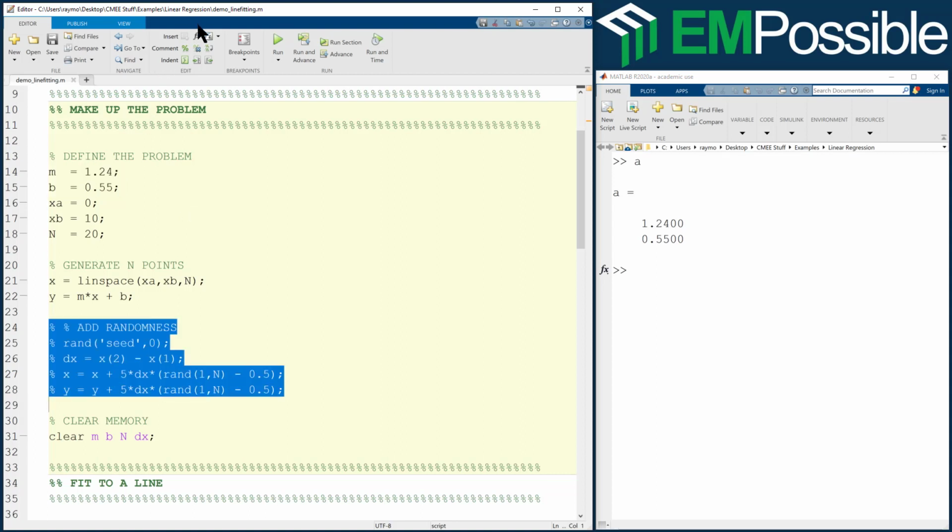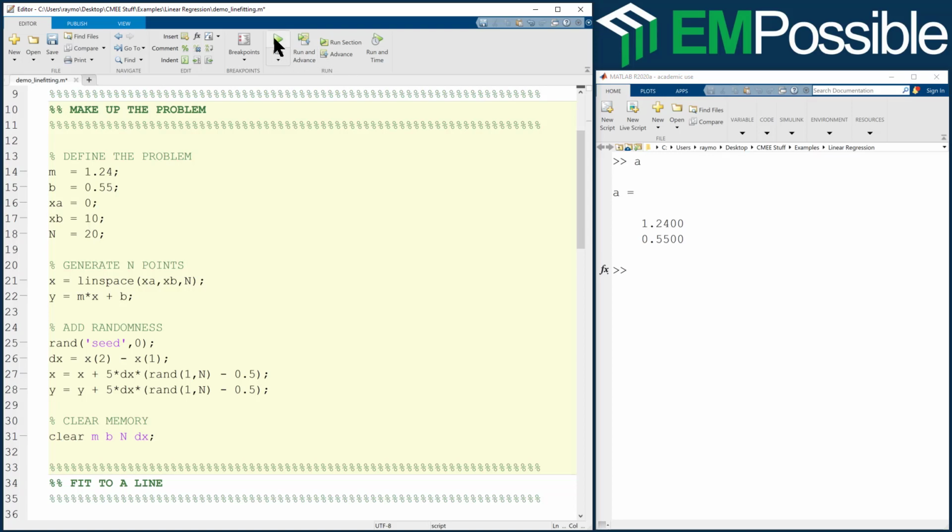So we can go ahead and uncomment that. And we'll get the same answer back that isn't exact, and that's fine. That's due to the randomness. The randomness has erased some information from the problem. So this is the correct answer with the randomness in there.